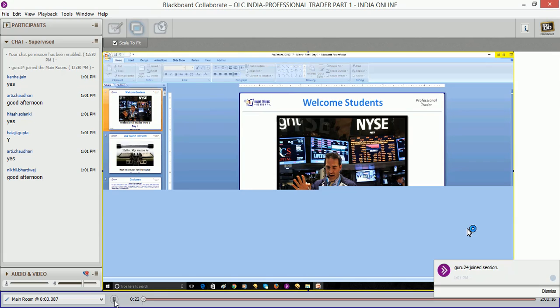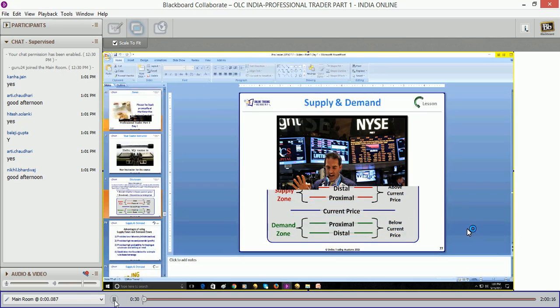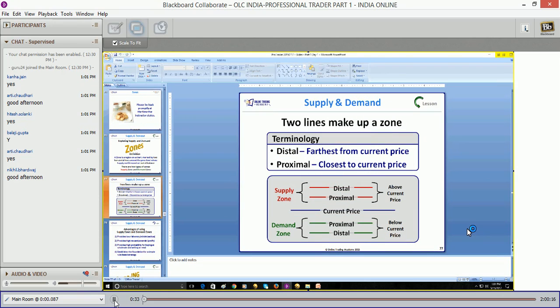Fantastic. And I hope all of you can see my screen. Let me just load my screen. Yeah, I hope all of you can see my screen as well.